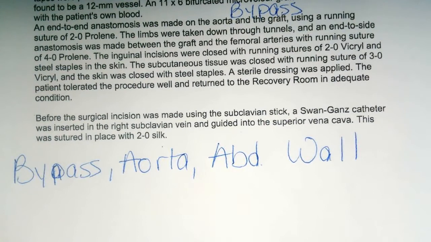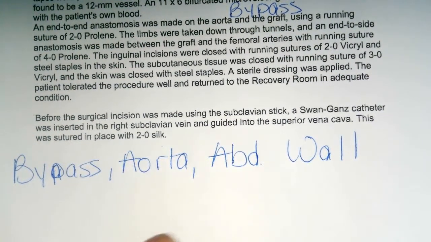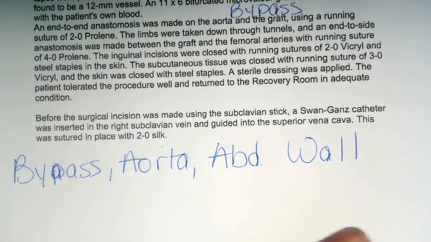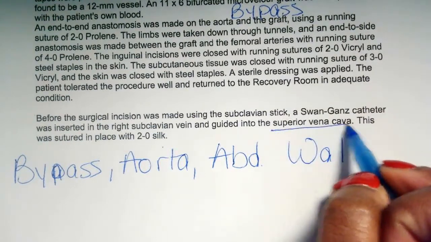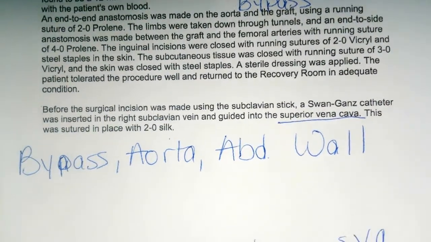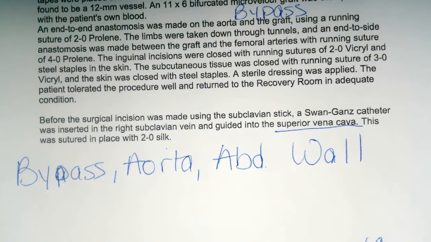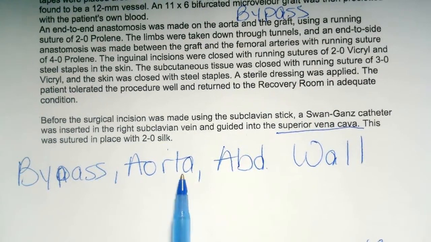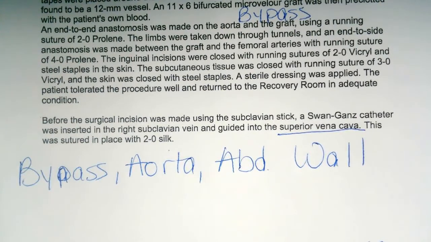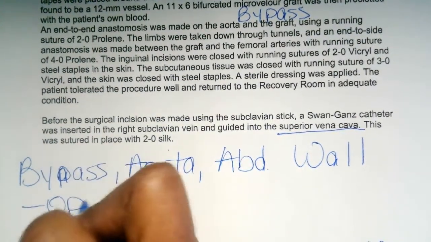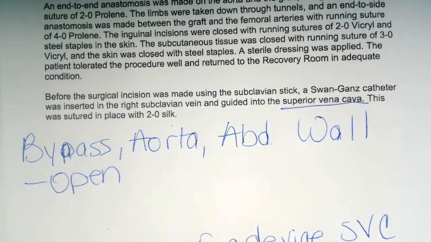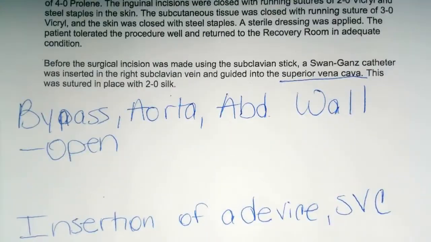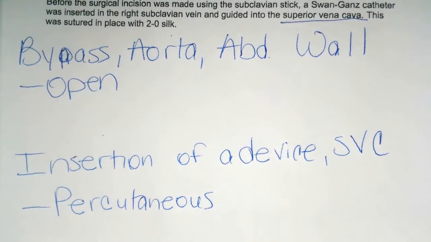The second procedure that was performed was an insertion of a device. And where was the device inserted? Superior vena cava. We've actually coded something similar to this before. Okay. And let's pause for a second. The approach to the first procedure was indeed different than the second procedure. This portion of the procedure was open. This portion of the procedure was percutaneous. Now, you may be asking me, well, how do you know that? How did you know that?